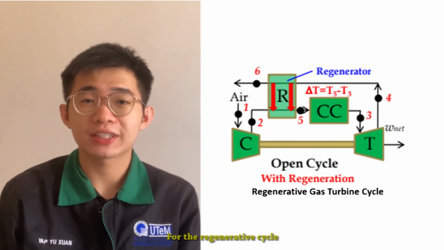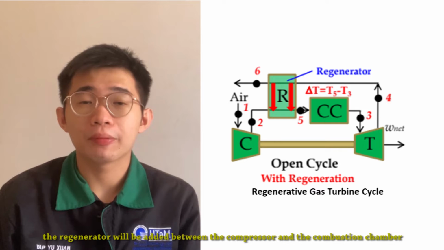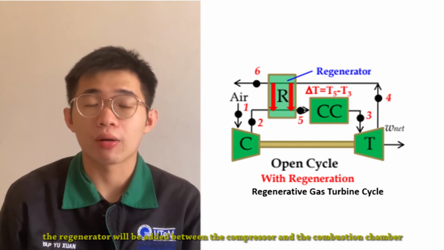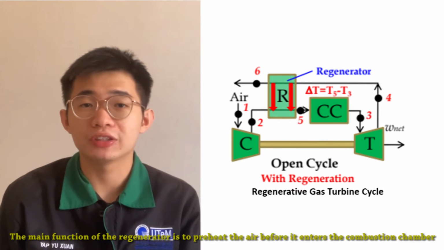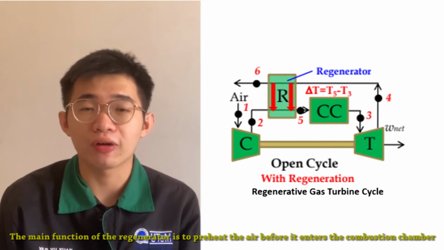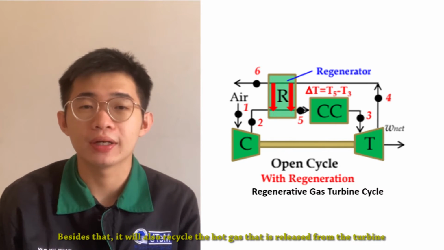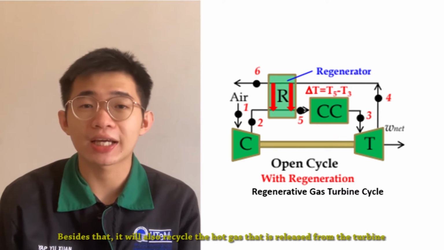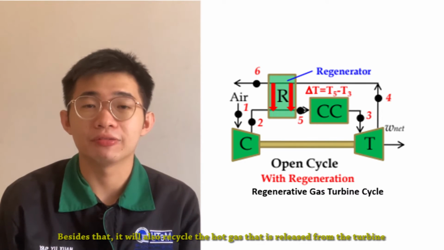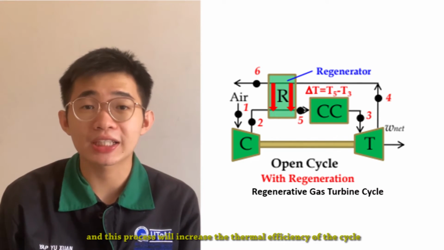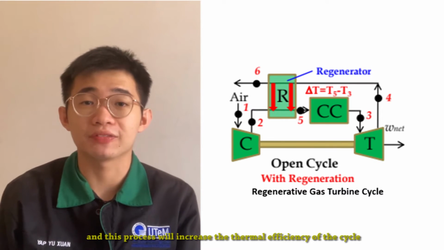For the regenerative cycle, the regenerator will be added between the compressor and combustion chamber. The main function of the regenerator is to preheat the air before it enters the combustion chamber. Besides that, it will also recycle the hot gas that is released from the turbine, and this process will increase the thermal efficiency of the cycle.